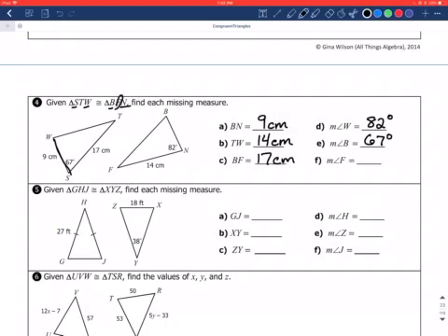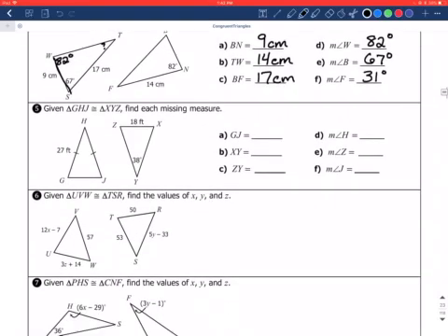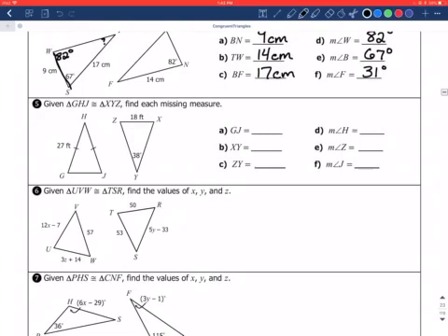And lastly, the measure of angle F, well, that's the measure of angle T, but we don't have the measure of angle T. However, we do know that this is 82 degrees, and then 82 plus 67, we could subtract that from 180 to find 31 degrees, since all the angles in a triangle add up to 180.